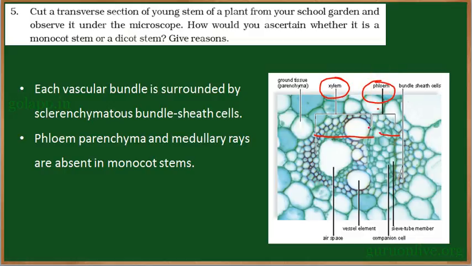Both xylem and phloem are surrounded by a sheath of cells. These cells encircling xylem and phloem are called bundle sheath cells. Bundle sheath cells are made up of sclerenchyma. They surround the vascular bundles and help in providing protection to them. Looking at these differences, we can tell whether it is a monocot stem or a dicot stem.